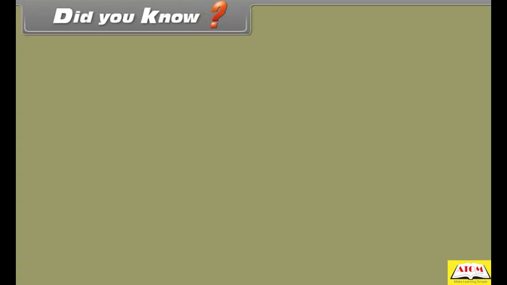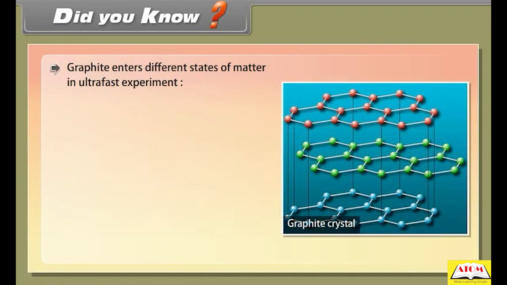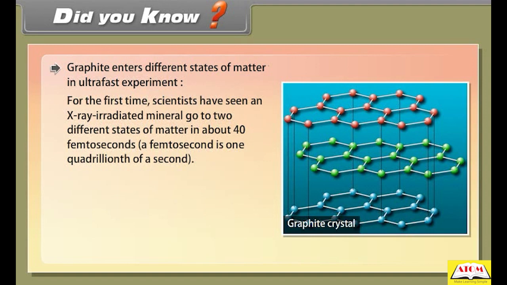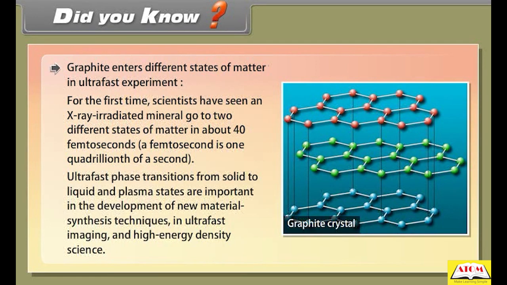Did you know? Graphite enters different states of matter in ultra-fast experiment. For the first time, scientists have seen an X-ray irradiated mineral go to two different states of matter in about 40 femtoseconds. A femtosecond is 1/4 trillionth of a second. Ultra-fast phase transitions from solid to liquid and plasma states are important in the development of new material synthesis techniques, ultra-fast imaging and high energy density science.